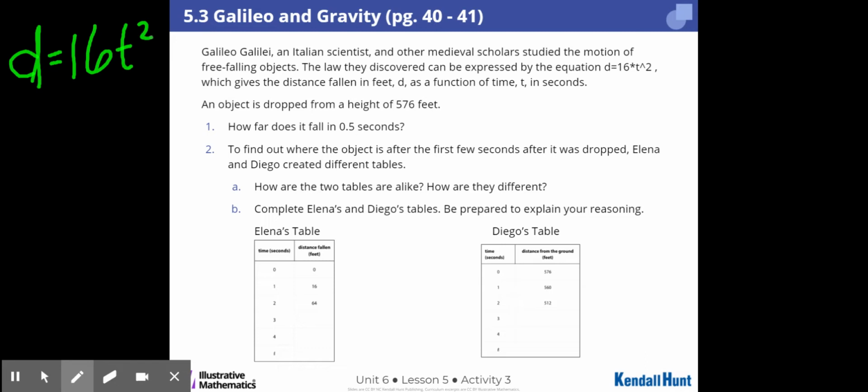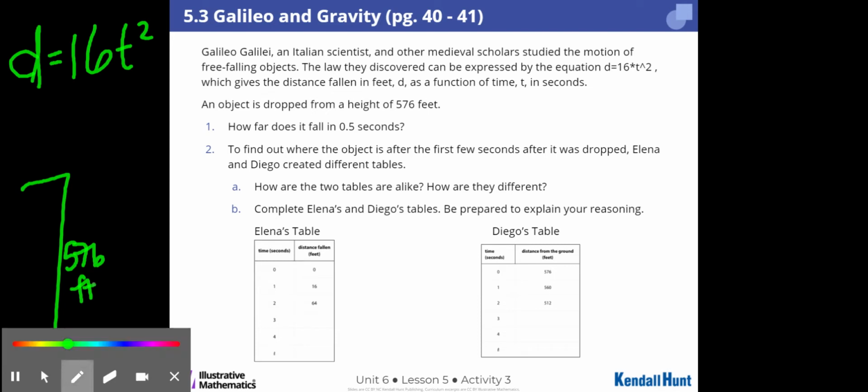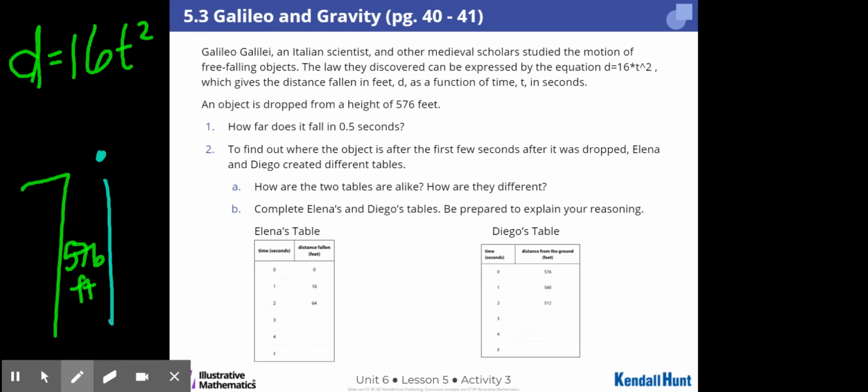And so we're thinking now of an object. We've got our building, and it is 576 feet tall. Okay. And then we're dropping this object off the top of it and thinking about how far it's going to have fallen. So after 0.5 seconds, well, that would be when the time is equal to 0.5.